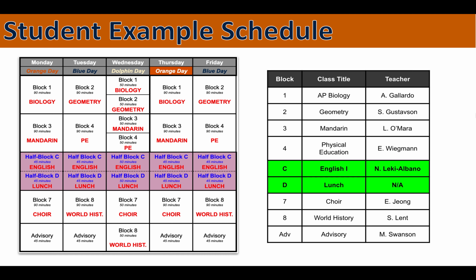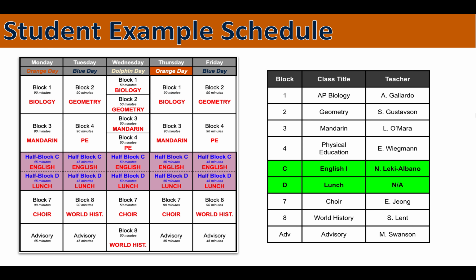Now, take a look at Dolphin Day. In this case, it's on Wednesday. We see all blocks 1 through 8, but again, this student does not have a block 5 or a block 6, so we still, in its place, go to C and D. We still have to see block C, block D, both half blocks every single day. Now, we continue with block 7 and block 8. There is no advisory on Dolphin Days.